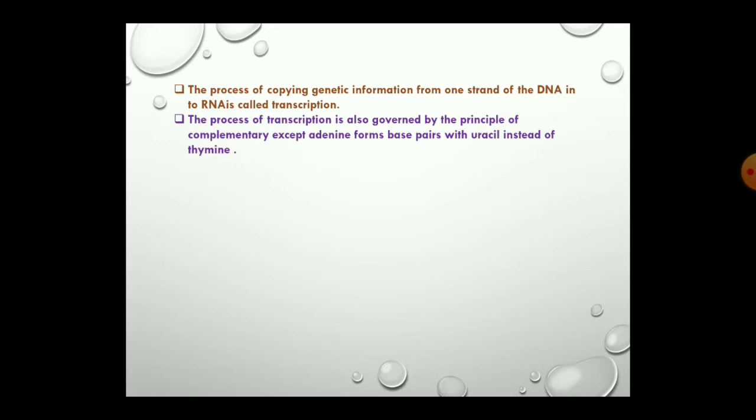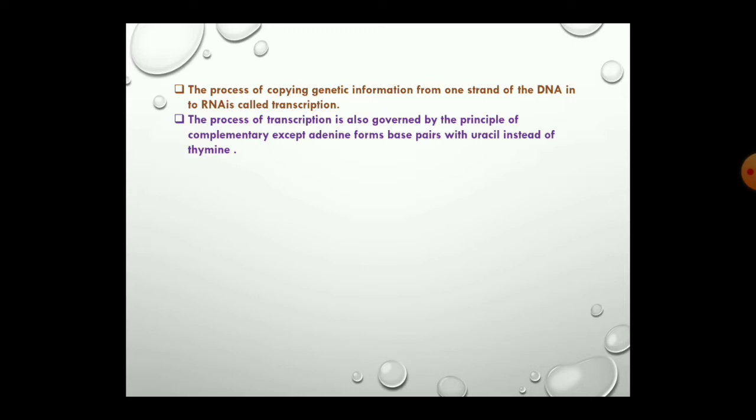That means the process of transcription is governed by the principle of complementarity, except adenine forms base pairs with uracil instead of thymine. During the formation of DNA from DNA, adenine base pairs with thymine. During the formation of RNA, adenine base pairs with uracil instead of thymine.